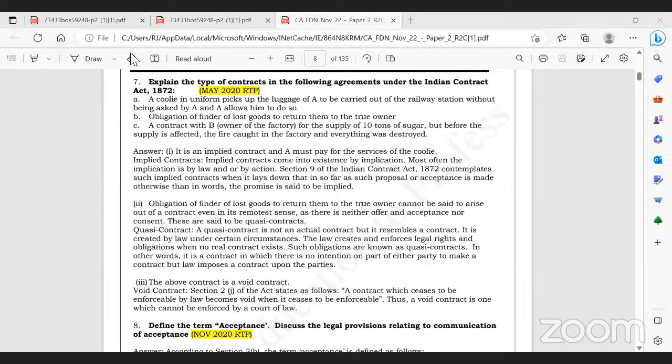A contracts with B, owner of a factory, for the supply of 10 tons of sugar, but before the supply is effected, a fire caught in the factory and everything was destroyed. So what happened? This is a void contract.